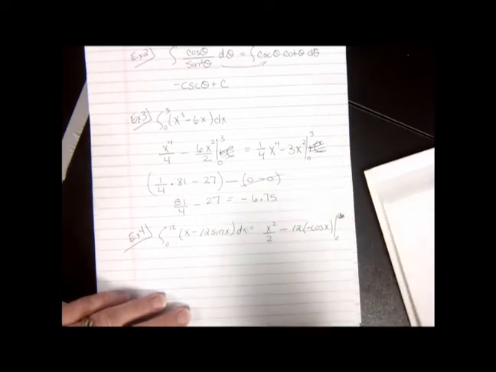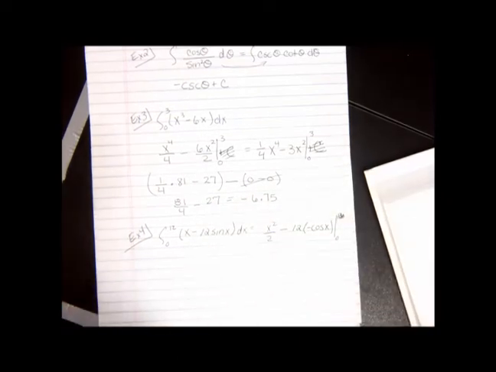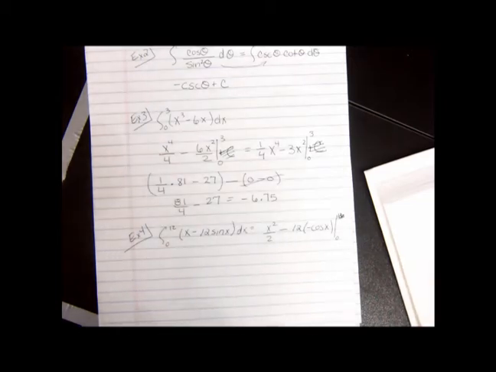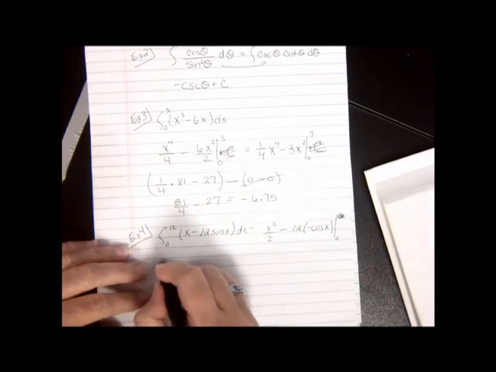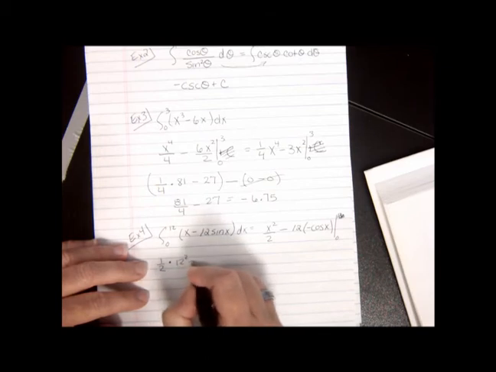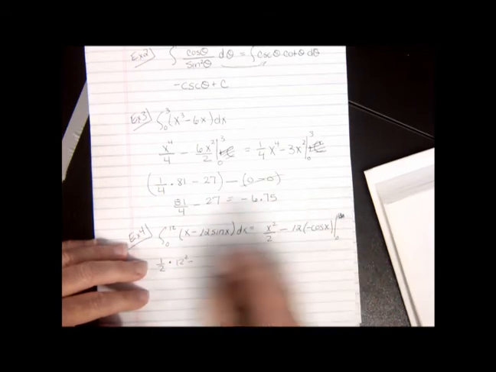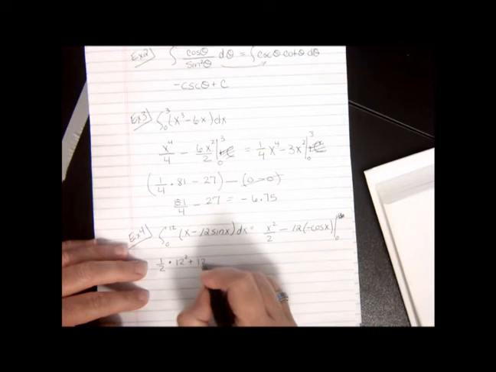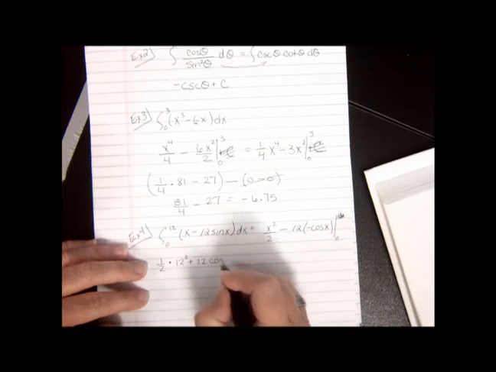Okay. So let's take a look at what we have here. We're going to have 1/2 times 12 squared, minus, no, plus, right? Plus 12 cosine of 12.